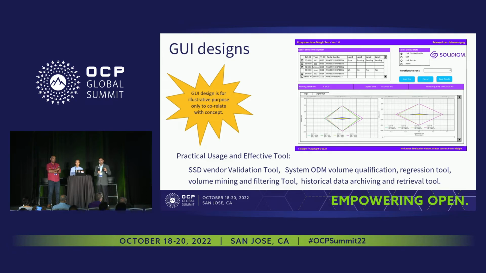So when we have these kinds of tools, this tool can be used for SSD vendor tools. It can call out multiple uses of the tool. These are the different uses. Systems can use it for different ODM validation tools, regression tools. This can be run for different regressions, and so on and so forth.